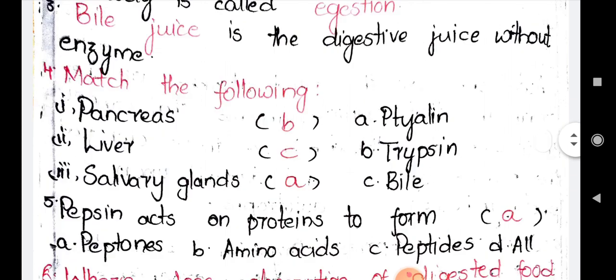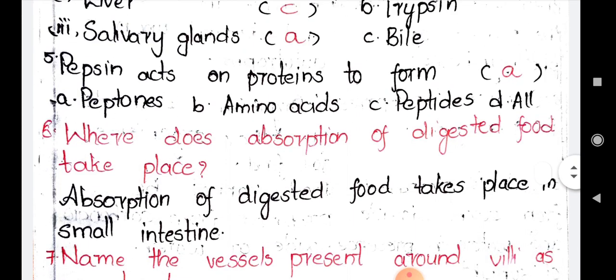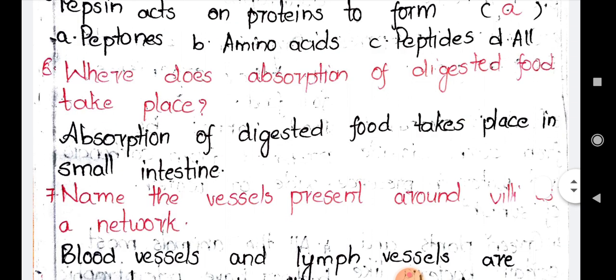Let's go to the next bit. Pepsin acts on proteins to form dash. Clearly, in the table in the textbook, it is given that pepsin acts on proteins to form peptones. So peptones will be formed. Pepsin acts on the proteins to form the peptones. Next, go to the next question.